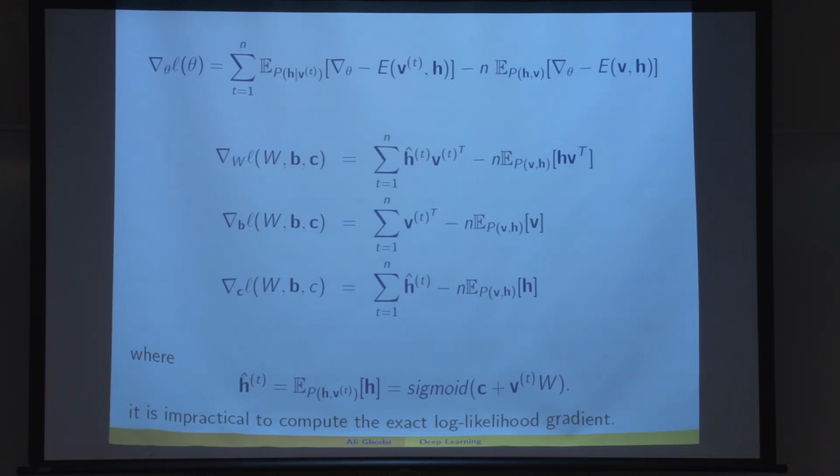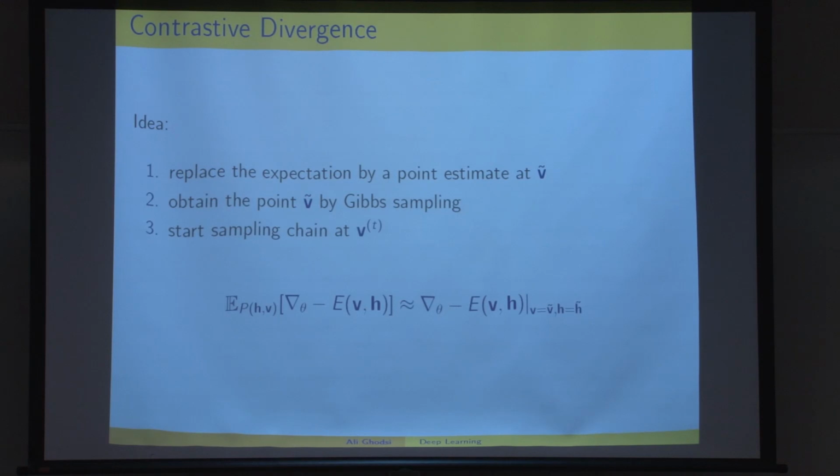To avoid this problem, there is an algorithm called contrastive divergence. It's not an exact method, it's an approximation, and it's a little bit hacky. I mean, it makes sense intuitively, and people have done some theoretical work on that.